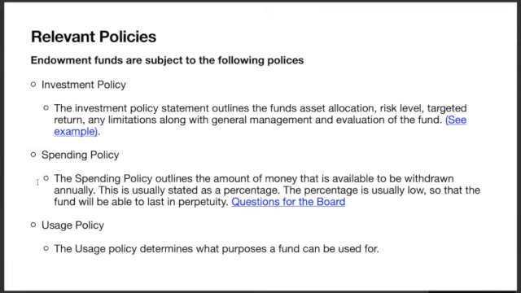So the spending policy, as I mentioned, outlines the amount of money that's available to be spent annually. It's usually stated as a percentage. The percentage is usually low, and it's done that way so the fund will be able to last in perpetuity. Like I said, legally, there's a ceiling on that spending limit of 7%. 7% would be extremely high. That would be a very high bar.